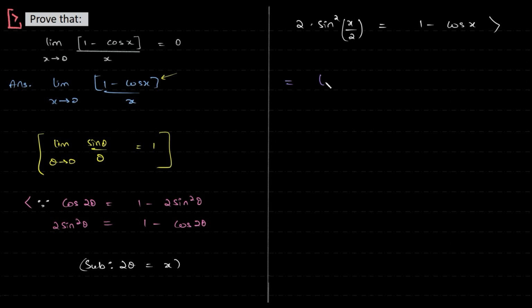So what do we have? We have limit 2 times sin square x by 2, this entire thing divided by x, as x tends to 0. These are in brackets. But looking at this expression, first thing is we don't need the square. Second thing is we need the same expression x by 2 over here. To do this, we're going to divide both numerator and denominator by 2.